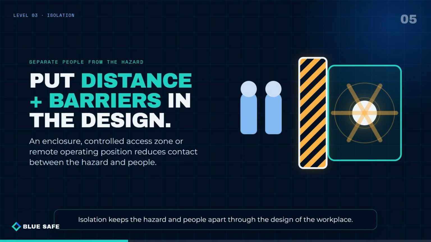Isolation separates people from the hazard. The plant might be placed in an enclosure, operated from a separated position, or kept behind a physical barrier and controlled access zone. The hazard may still exist, but the design of the workplace reduces contact between the hazard and the people who could be exposed.